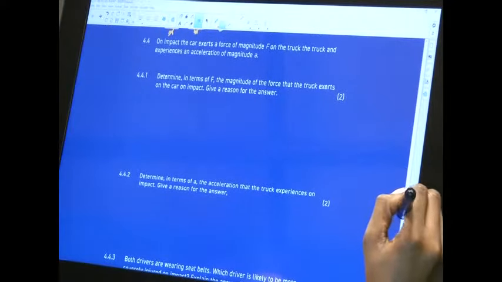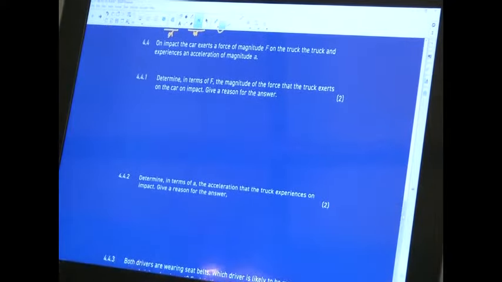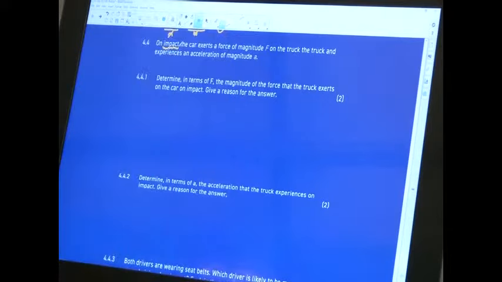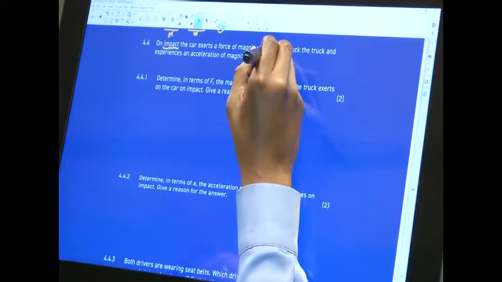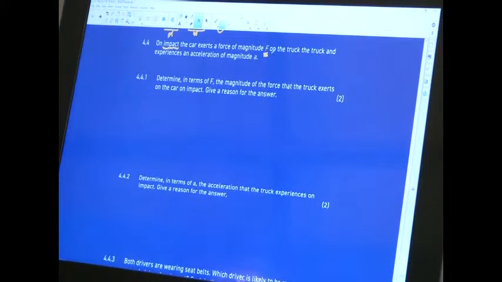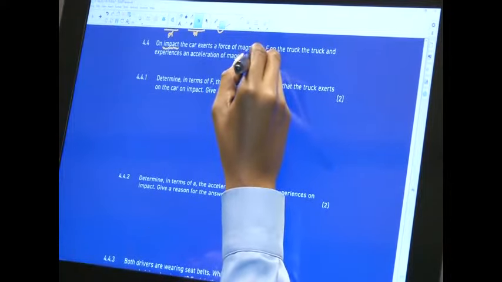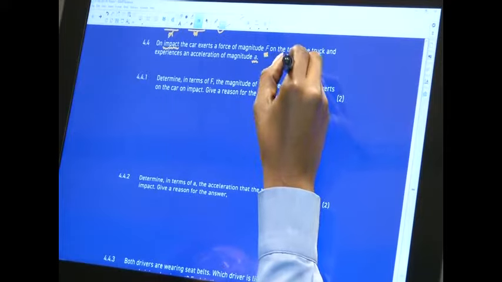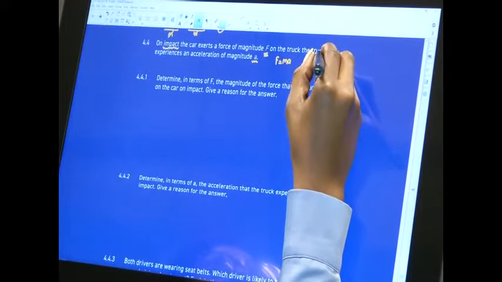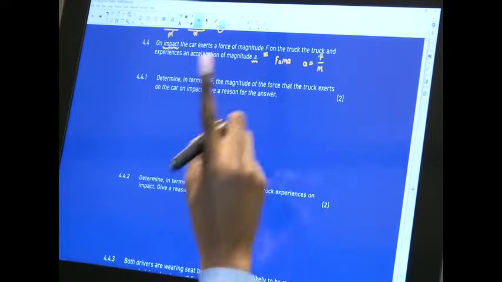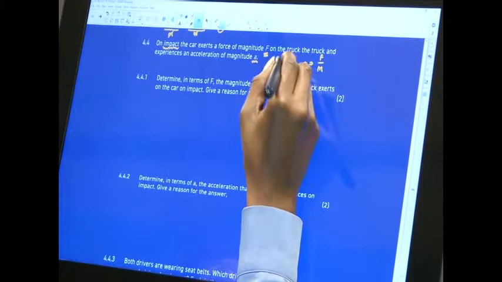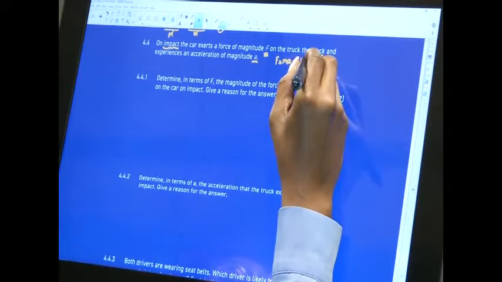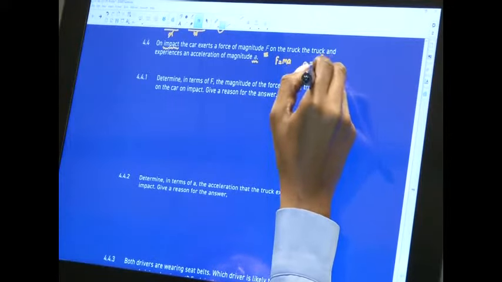So for number 4.4, we are told that on impact, so as the cars collide with each other, the car exerts a force of magnitude F on the truck, and the truck experiences an acceleration of magnitude A. Now already we can see F and A, there's a relationship there, F is equal to MA. And we get this, I just want to make this A is equal to F over M. Now this is what we learned from Newton's second law. So already I can see there's a relationship in terms of mass and acceleration, and a relationship between acceleration and force, where acceleration is directly proportional to the force but inversely proportional to the mass.